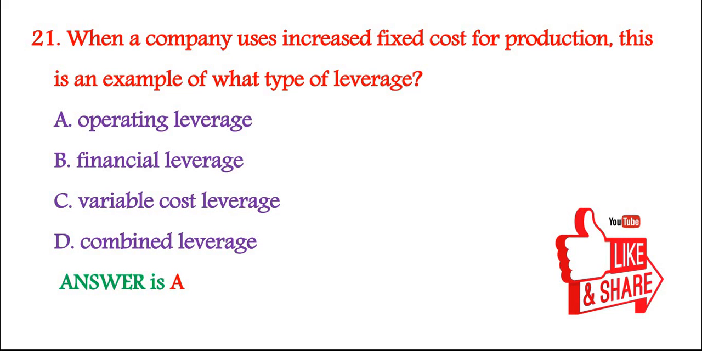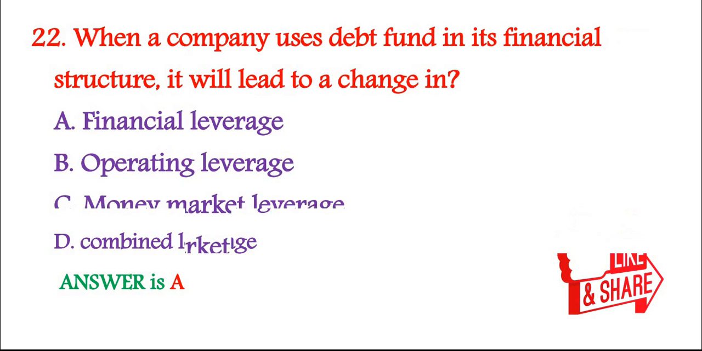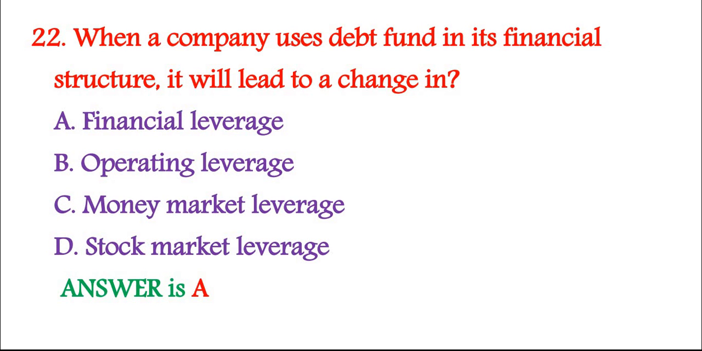21. When a company uses increased fixed cost for production, this is an example of what type of leverage? A. Operating leverage, B. Financial leverage, C. Variable cost leverage, D. Combined leverage. Answer is A. 22. When a company uses debt fund in its financial structure, it will lead to a change in: A. Financial leverage, B. Operating leverage, C. Money market leverage, D. Stock market leverage. Answer is A.